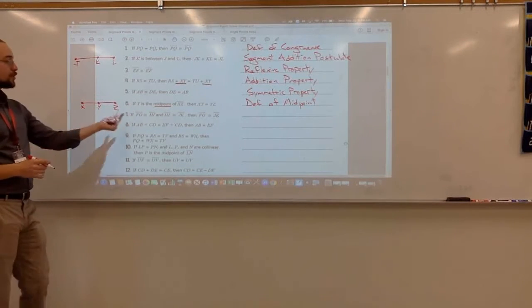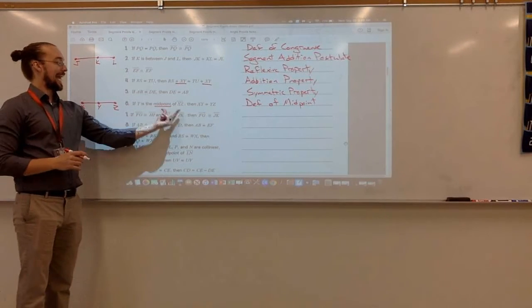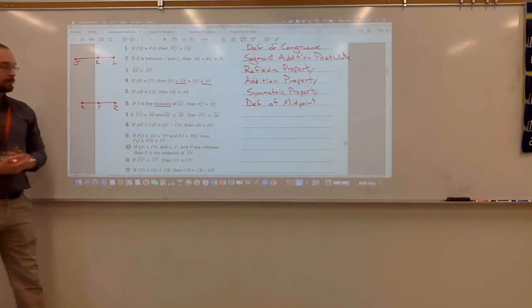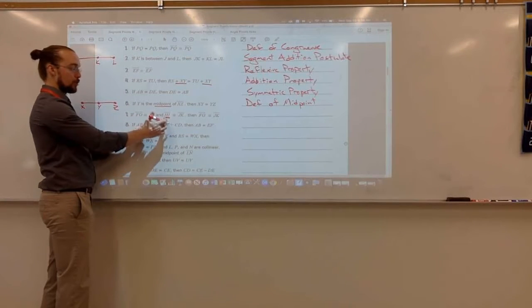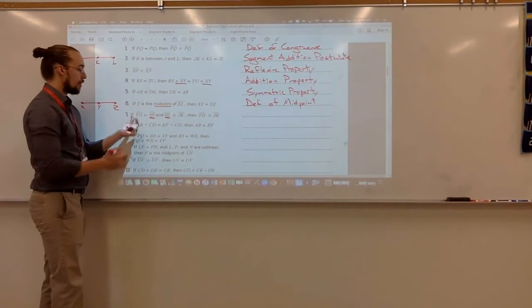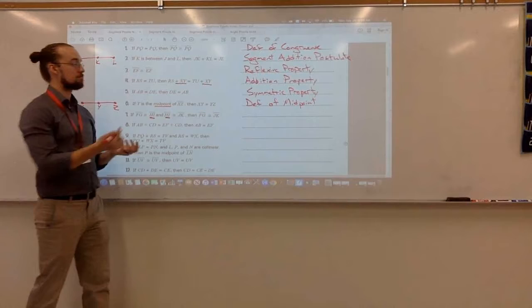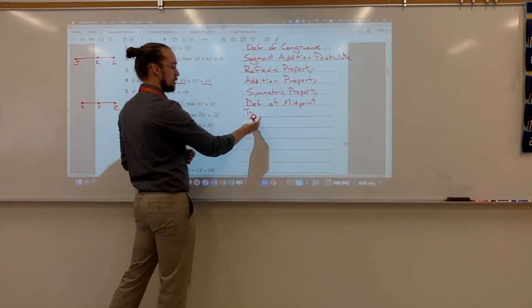Now we've got if FG and HI are congruent, and HI and JK are congruent. So we're saying that FG and JK are both congruent to the same thing, then they're congruent to each other. That's the transitive property.